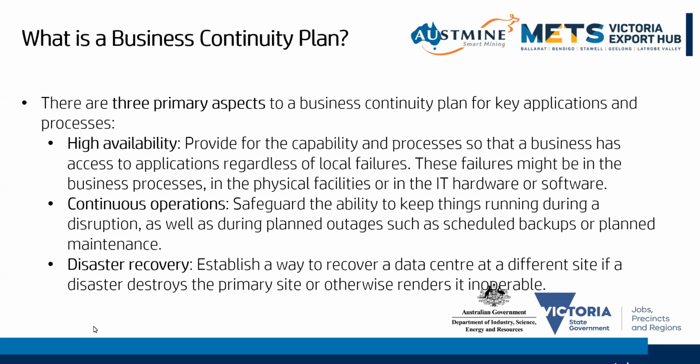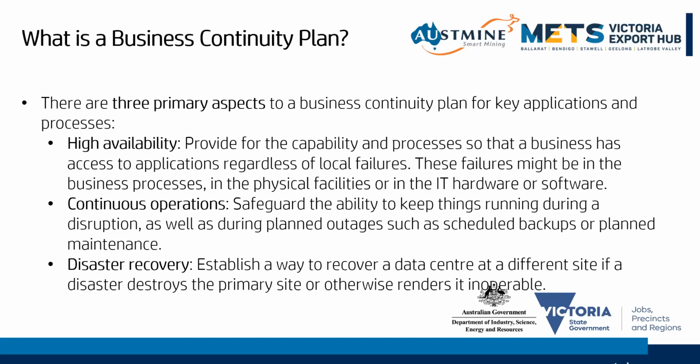Three primary aspects to any business continuity plan for key applications, and they include high availability, which provides for capability and processes so that the business has access to these applications regardless of local failures. Now, failures could be in the form of business processes in physical facilities. So a server farm, for example, the physical server farm might be attacked and therefore be taken down, but also in IT hardware or software.